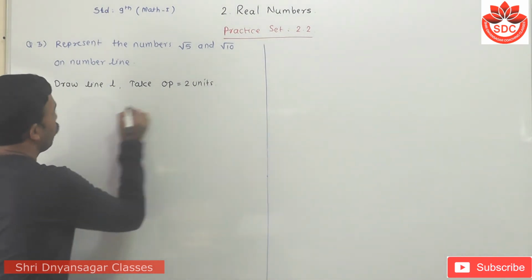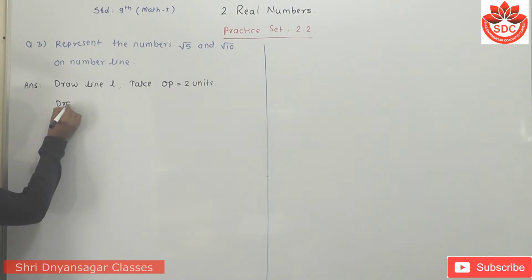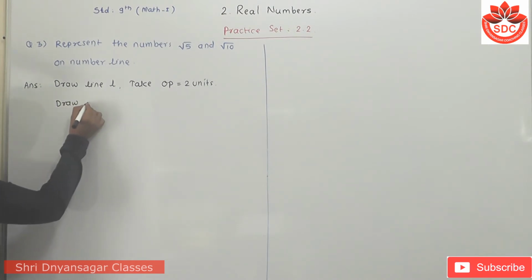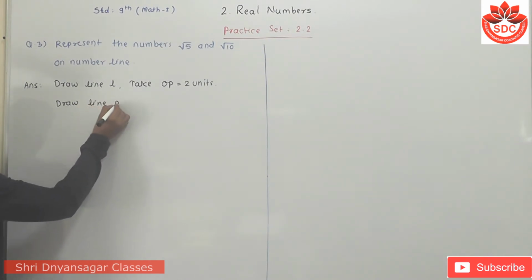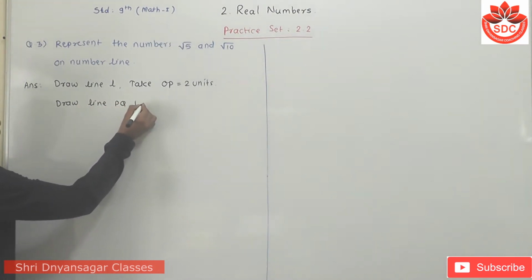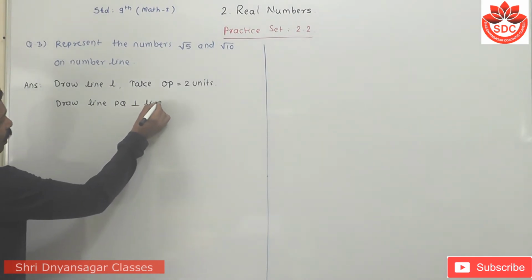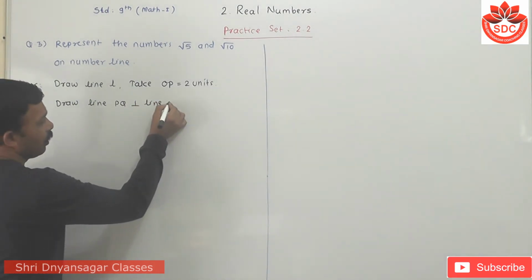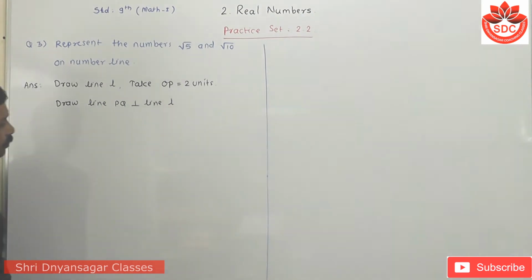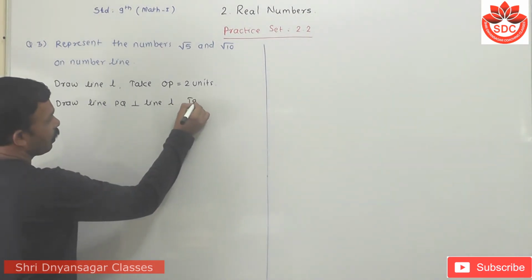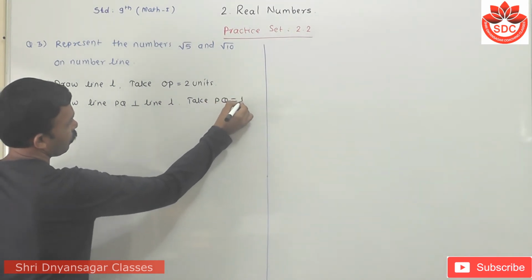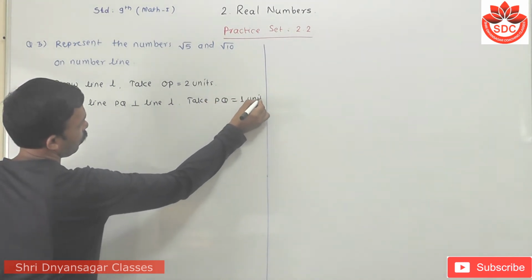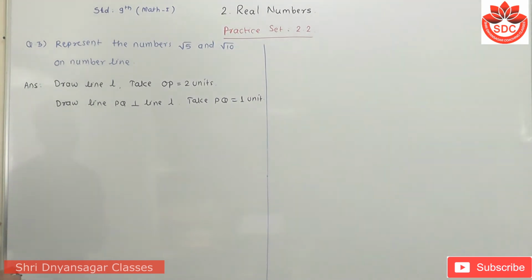Then draw a segment or line. Draw line PQ perpendicular on line L. Take PQ as 1 unit. Then we draw one figure here.